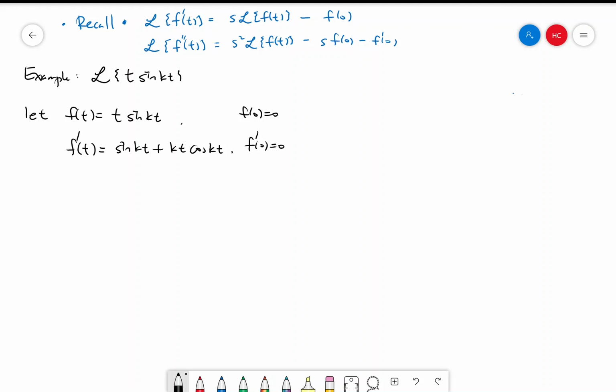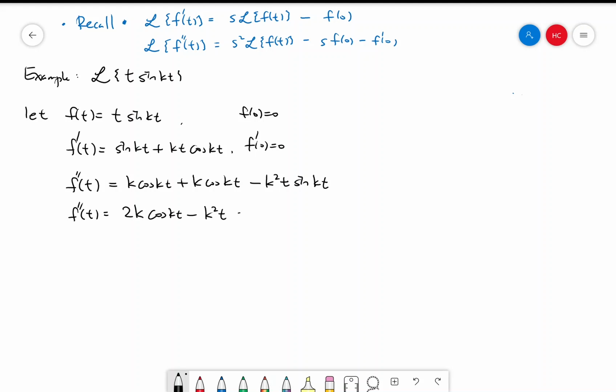Now we take the derivative again. So f double prime is equal to k cosine kt plus k cosine kt minus k squared t sine kt. And so we get the second derivative is equal to 2k cosine kt minus k squared t sine kt. And let's take the Laplace transform on both sides. Let's use blue.